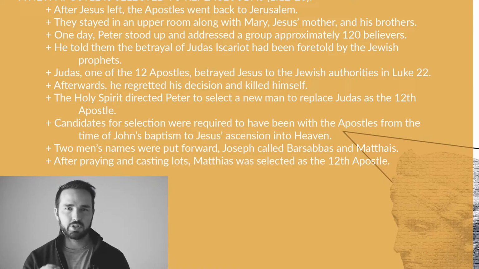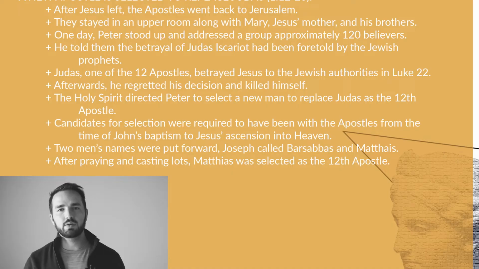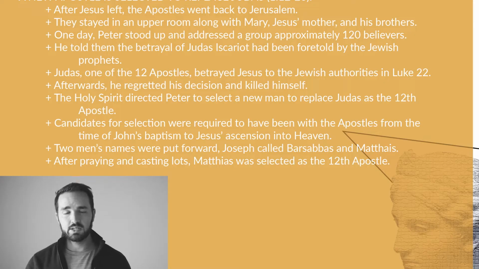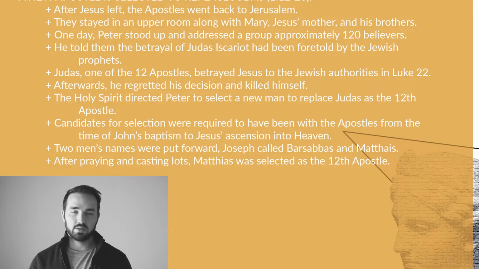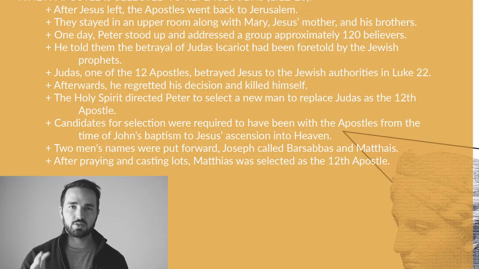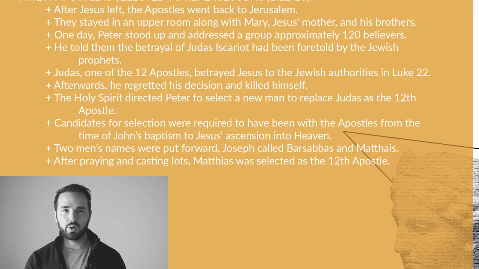The candidates for selection were required to have been with the apostles from the time of John the Baptist's ministry all the way up to Jesus' ascension. There are two men who met those requirements and were put up as candidates. Their names were Joseph, called Barsabbas, and Matthias. And after praying and casting lots, the lot fell on Matthias, and he was selected as the new 12th apostle.